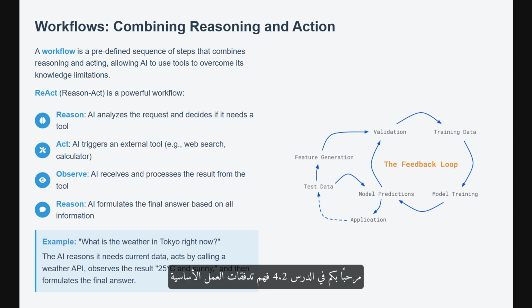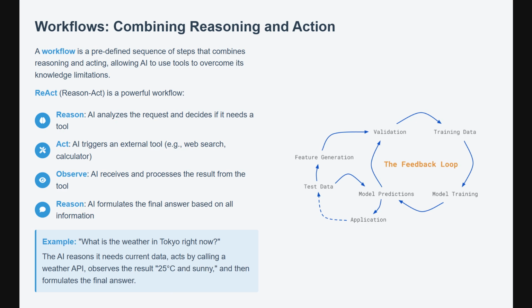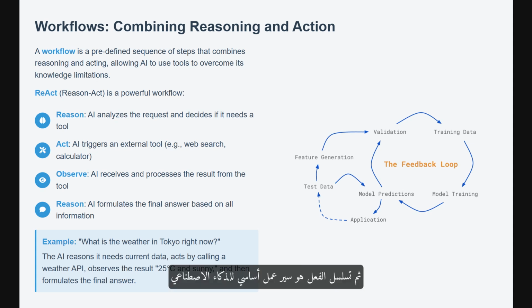Welcome to Lesson 4.2, Understanding Basic Workflows. Sometimes thinking isn't enough. Imagine you ask a friend, "Who won the baseball game last night?" Your friend follows a simple workflow. 1. Realize they don't know the answer, reason. 2. Pull out their phone and search for the score. Act. This reason then act sequence is a fundamental workflow for AI, allowing it to use tools to overcome its knowledge limitations.